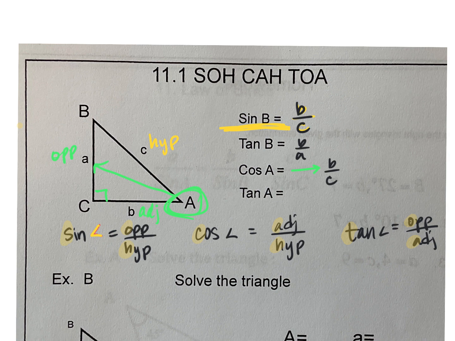Tangent of A, people. Tangent of A, SOHCAHTOA, tangent. Opposite over adjacent, in this case, would be little a over little b.